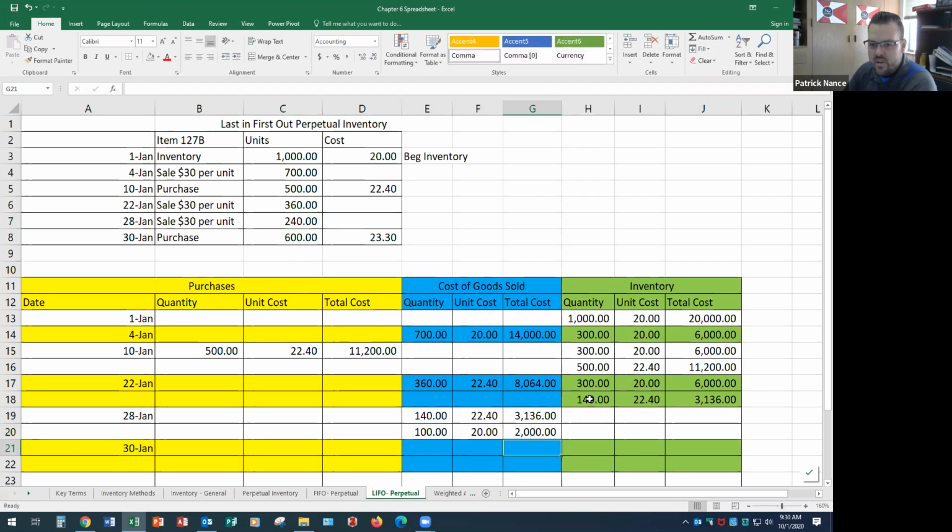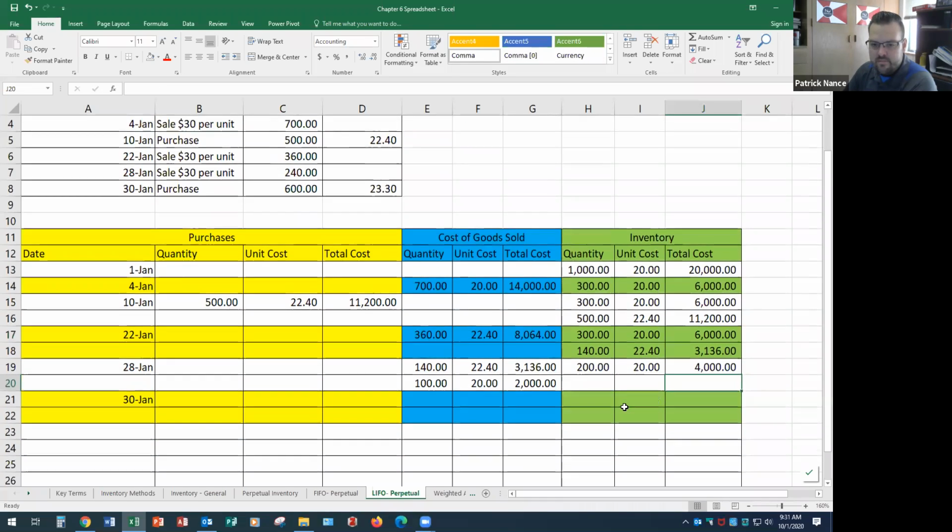So I used this layer first because it's the newest one, because I'm using last in, first out, and then I use this layer second. So now what do I have left? Well, this layer is completely gone, so I don't need to worry about that. And from this layer I took only 100, so I have 200 left at the $20 per unit cost. I can multiply that to get $4,000. Okay, so that's what I have remaining in my inventory after my sale on January 28th.